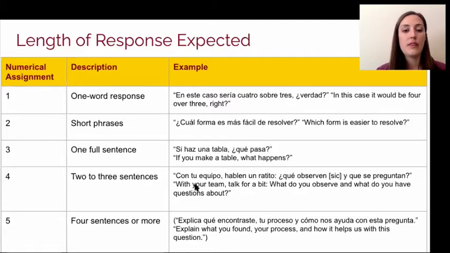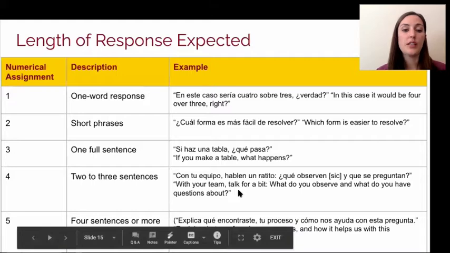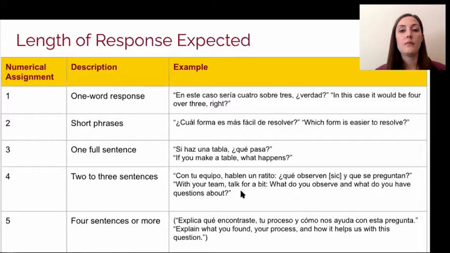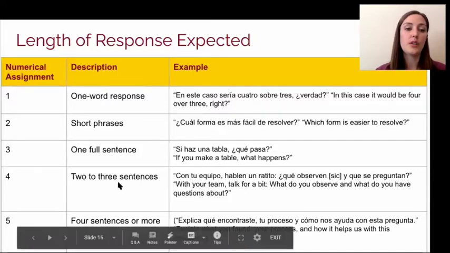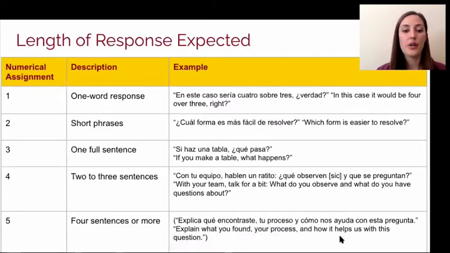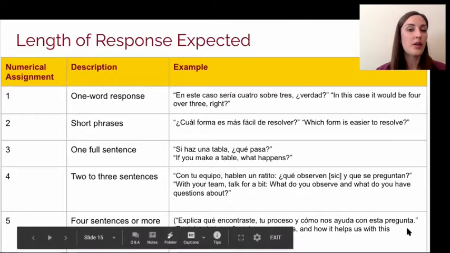Whereas this prompt, "Con tu equipo habla en un ratito," so with your team, talk for a bit, what do you observe, what do you have questions about? This was one instance of a think, pair, share that she asked them to do. And this kind of response would require at least 2 to 3 sentences. She didn't have any instances of explicitly asking for 4 sentences or more, so I put an example here in parentheses just as a possible example.